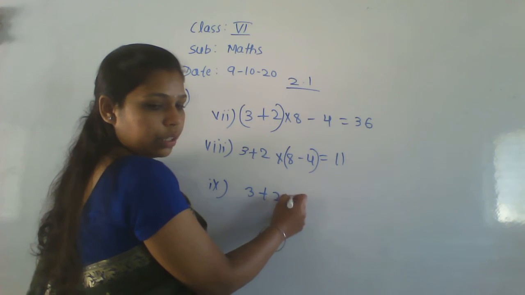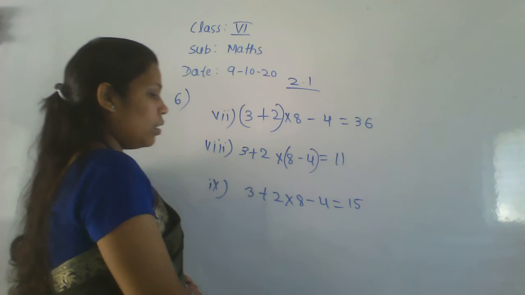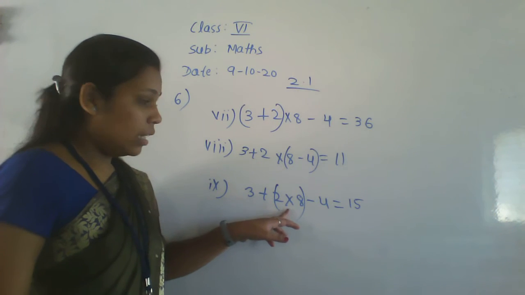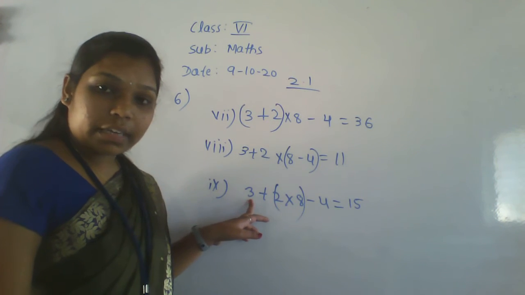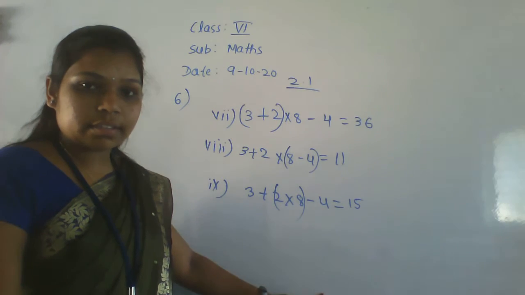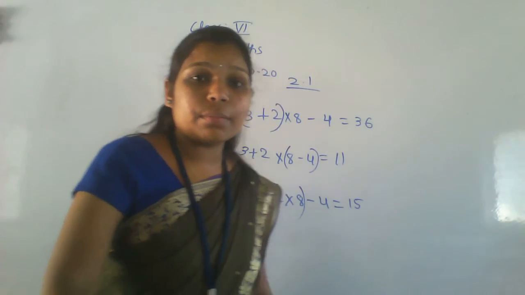3 plus 2 into 8 minus 4, that is equal to 50. Put a bracket for this one. 2 into 8 is 16. 16 plus 3, 19. 19 minus 4, 15. Got the answer? Okay. So we completed exercise number 2.1.